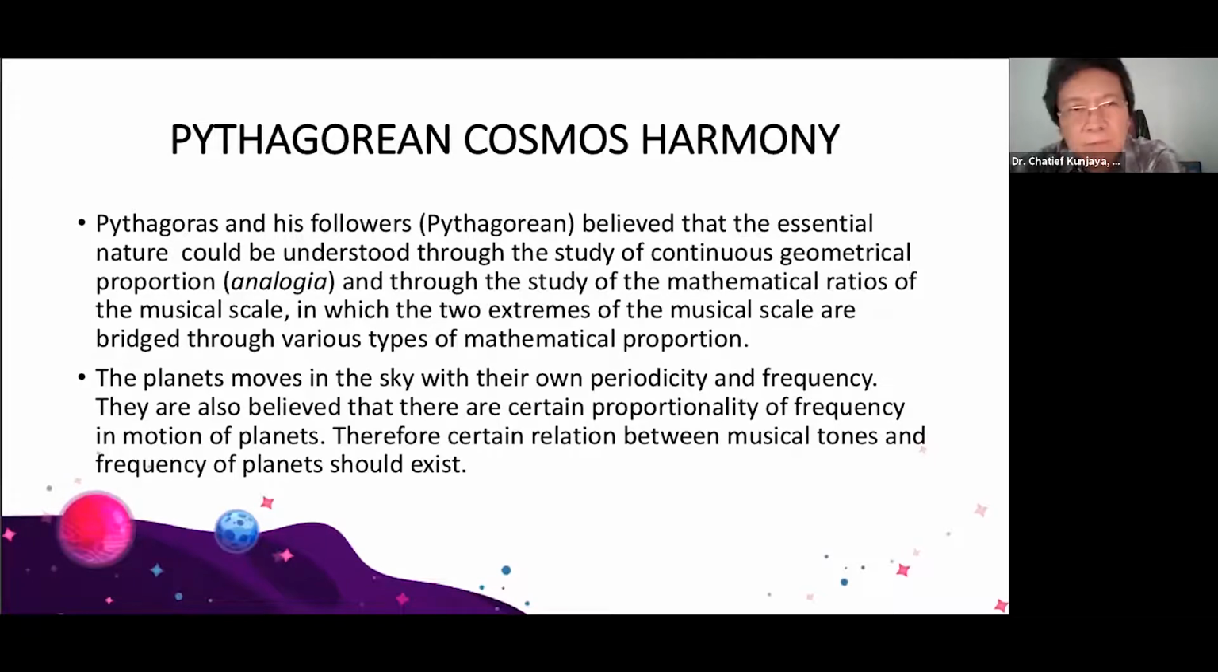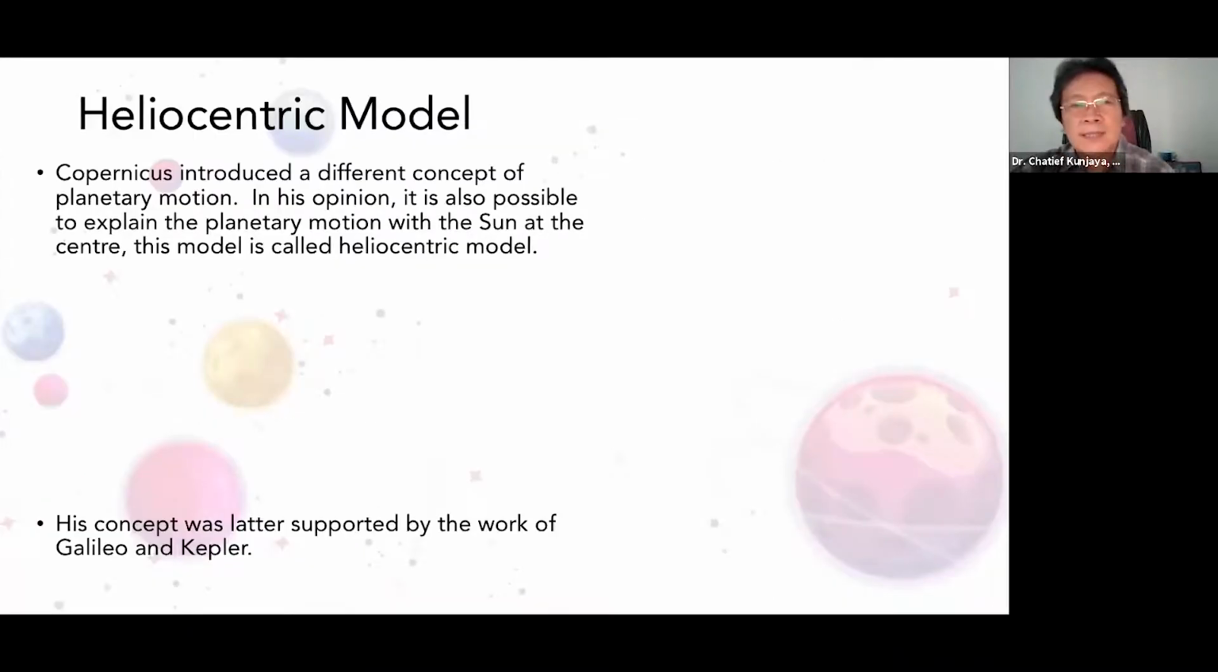There is also frequency. So Pythagoras believed that there is a connection between the repetition in the sky and the repetition in music. The planets move in the sky with their own periodicity and frequency. They also believed that there are certain proportionalities of the frequency in the motion of the planets. Therefore, such a relation to musical frequency should exist for the planets. Pythagoras believed that the Earth is the center of the universe.